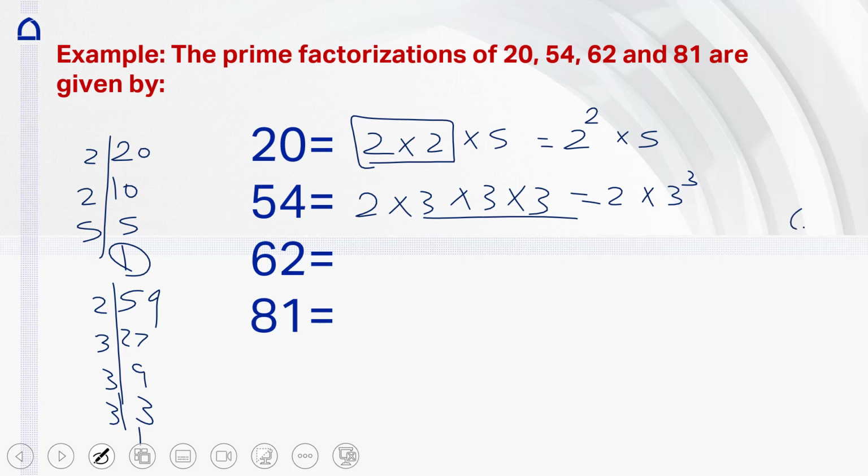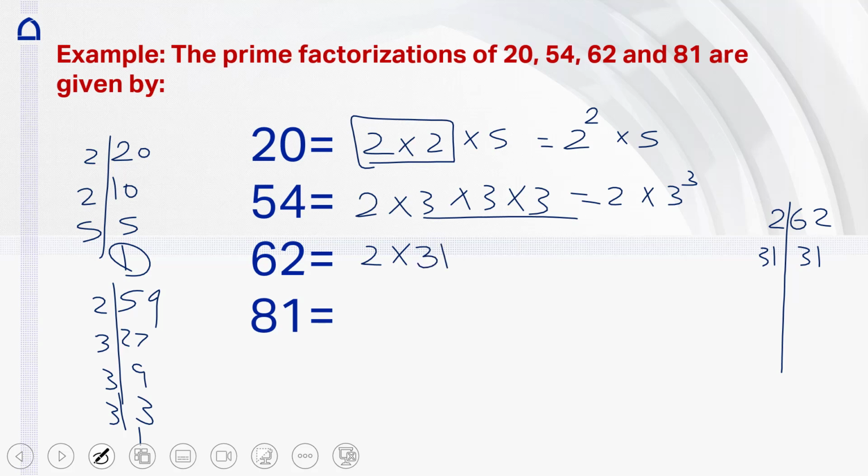62, let's go for 62. You start with 2 because it's an even number. That gives 31. 31 cannot be divided by 2 or 3 or 4 or whatever because it is a prime number. So you divide it by 31. So you can write this one as 2 times 31.